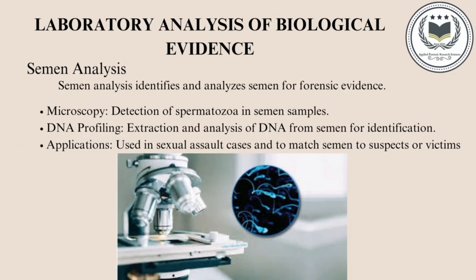Sixth one is semen analysis. Semen analysis is a crucial forensic technique used in sexual assault investigations. It involves collecting semen samples and examining them for sperm motility and morphology, followed by extraction for DNA profiling using methods like PCR or STR analysis. This process helps to link a suspect to cases, exclude individuals, and provide essential evidence in legal proceedings.